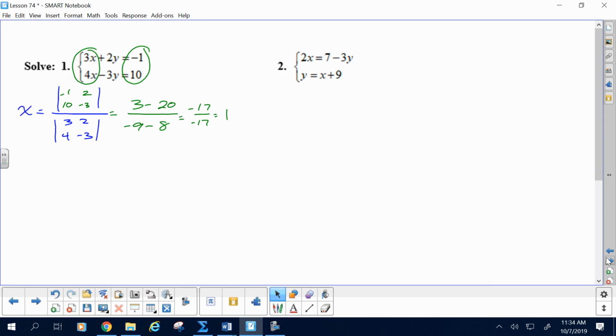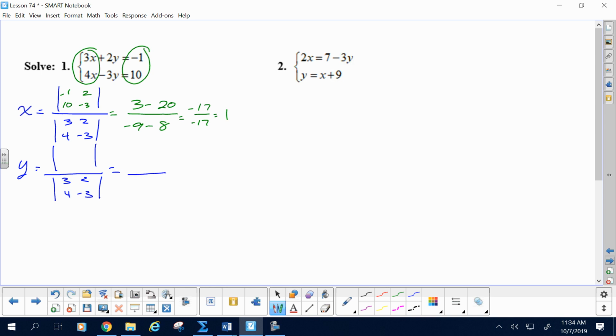Now let's find the y. Again, a matrix over a matrix. What's in the denominator? 3, 2, 4, negative 3. Because it's the same, I already know what that denominator should come out to be. What should it come out to be? Negative 17, right? The numerator is going to be different.